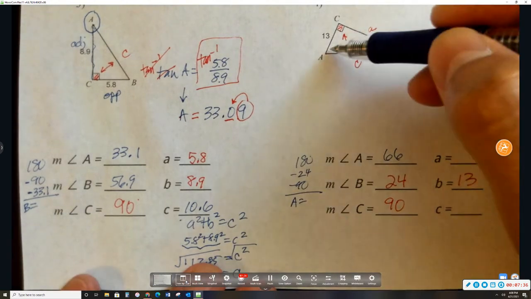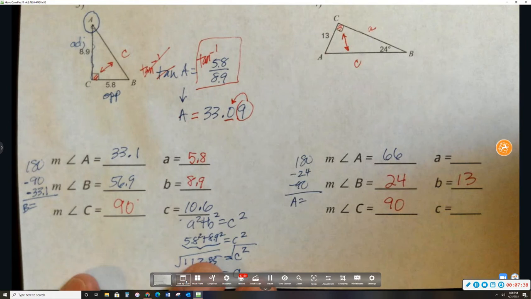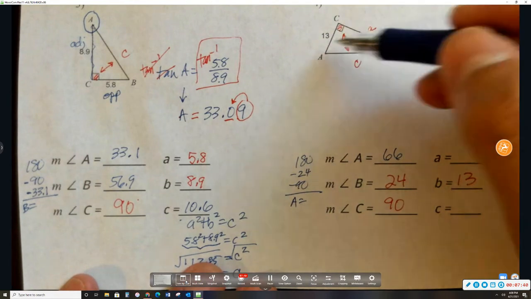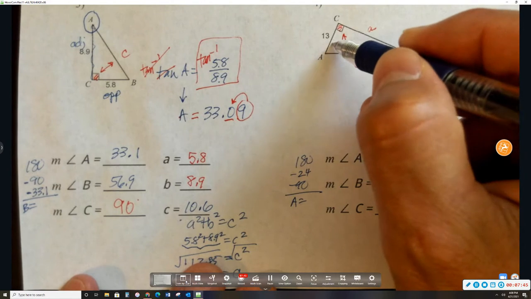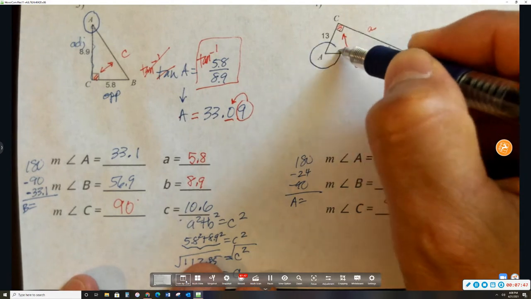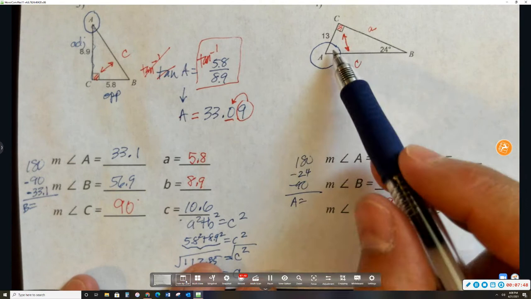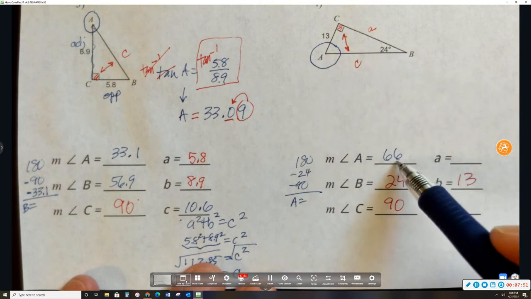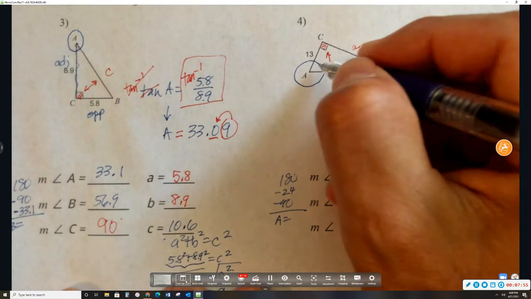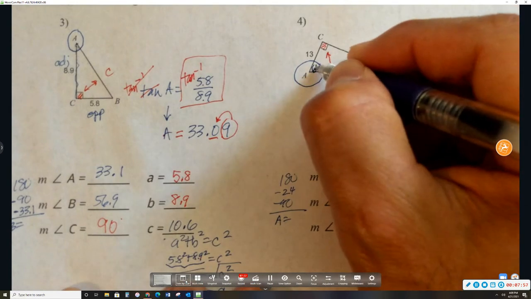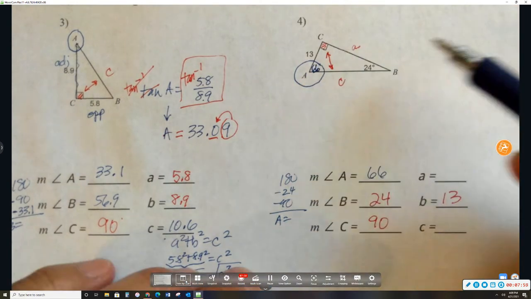So let's identify an angle we want to use. Now again, it doesn't matter which one we choose. Let's say I want to keep using A. And I can, because even though it doesn't have the number there, I know what it is. It's 66. So let's keep using A. But I do need to put 66 up here. That way it reminds me what that angle is.